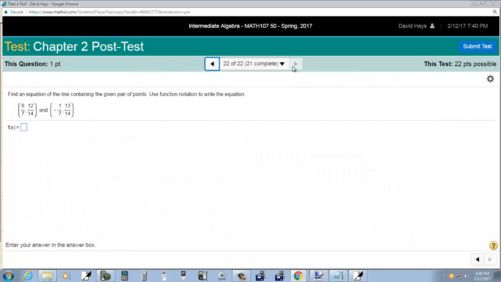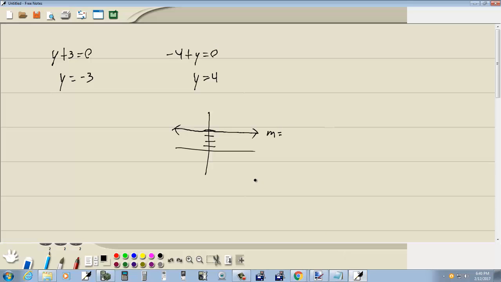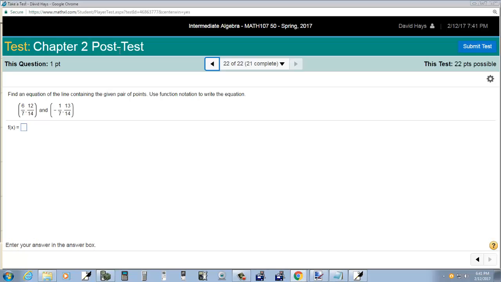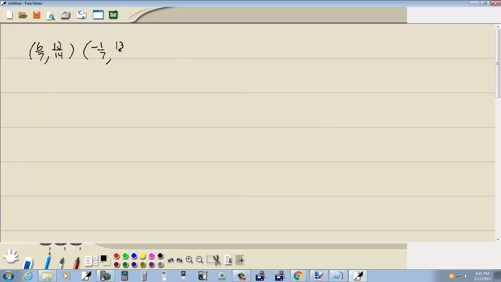One more, and then we'll see what standard form really is like. Find the equation of the line. Use function notation. Okay, so let me clear this off. Then we've got 6/7, 12/14. Then we've got negative 1/7 and 13/14.